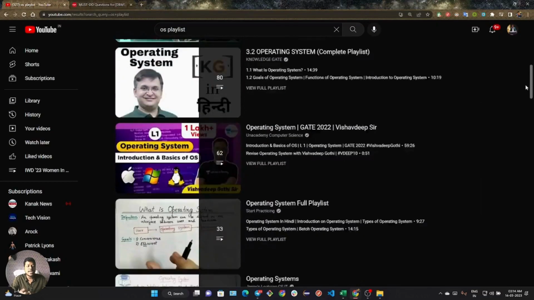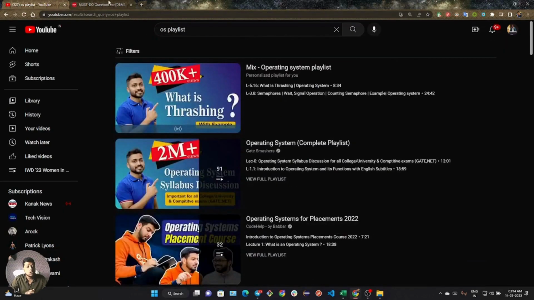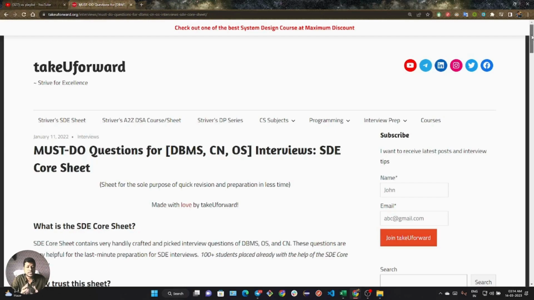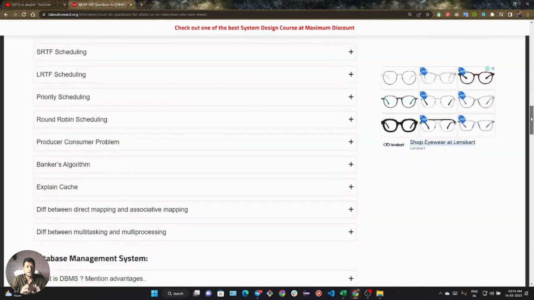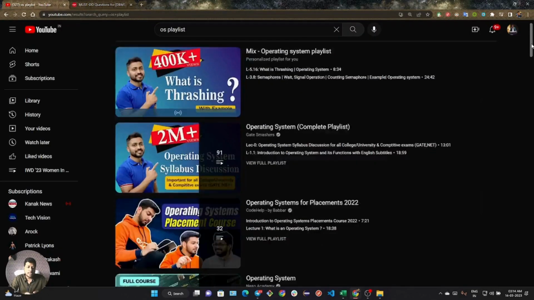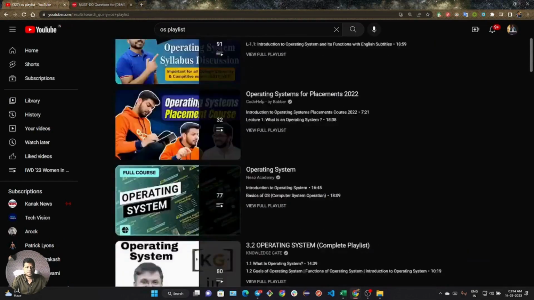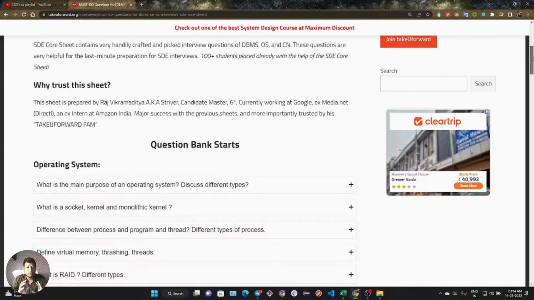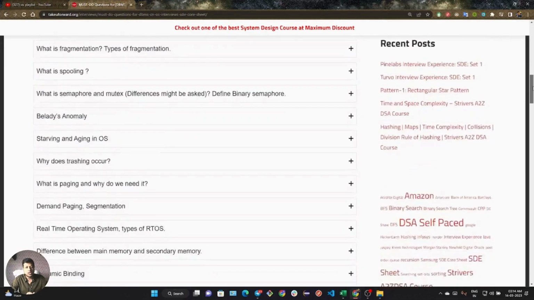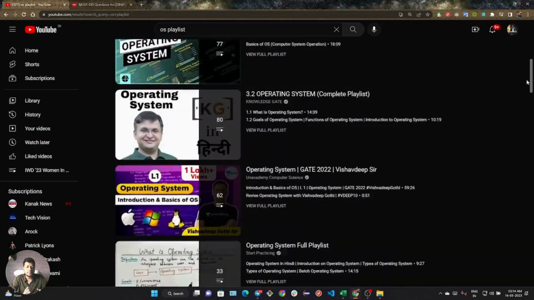Post understanding these basic concepts, you must prepare well for the most frequently asked interview questions. You can find them in the SDE course sheet provided by Striver, and you can find them easily on the takeUforward.org website. Each of the questions is widely asked in an interview, and the answers to them are also provided on the website, so you can prepare for them as well.